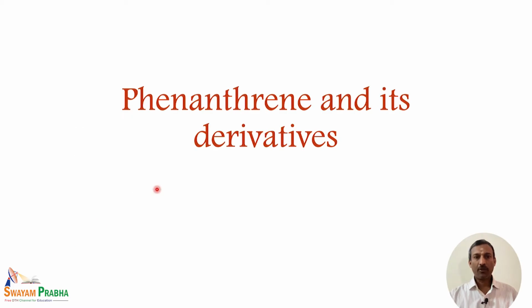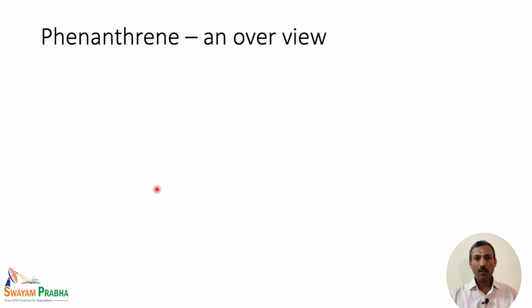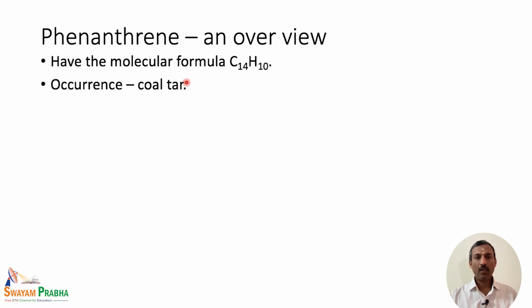Welcome to the next session. In this session, we will be looking at phenanthrene and its derivatives. Let us briefly take an overview of phenanthrene. Phenanthrene has the molecular formula C14H10 and it mainly occurs in coal tar.